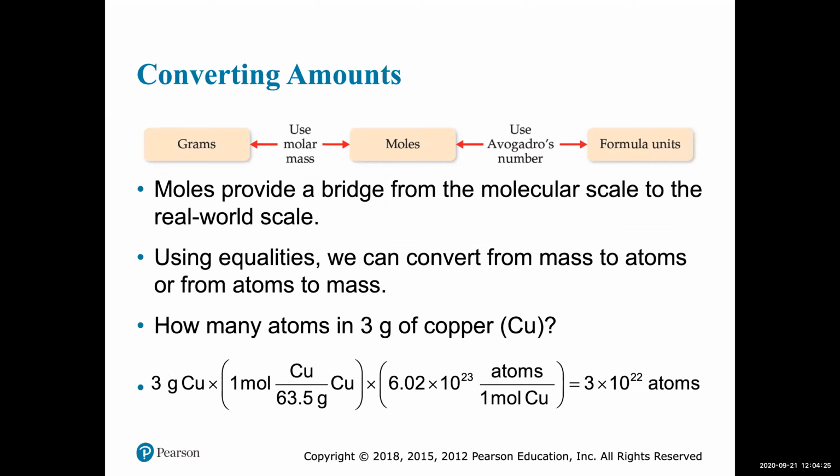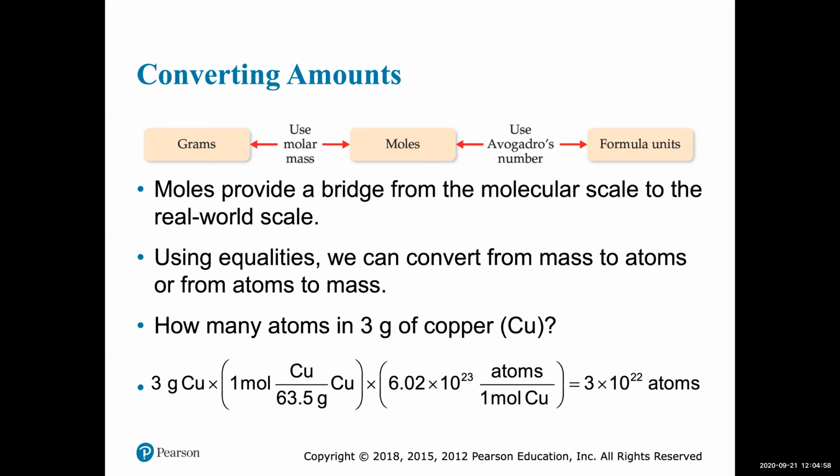Okay, converting amounts. So this is the heart of the dimensional analysis stuff. Let's just go over this a little bit. Moles are what we operate in most of the time, because this takes us from the molecular scale to the normal world scale, and allows us to convert mass to atoms and vice versa. And here's an example of how many atoms are in 3 grams of copper.